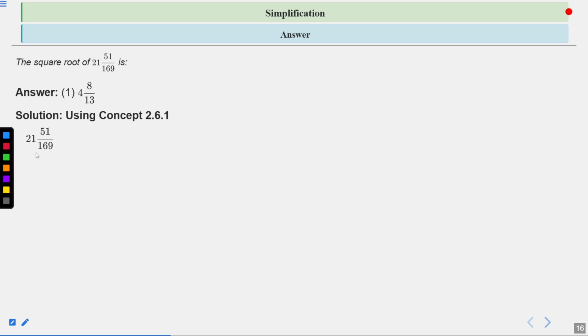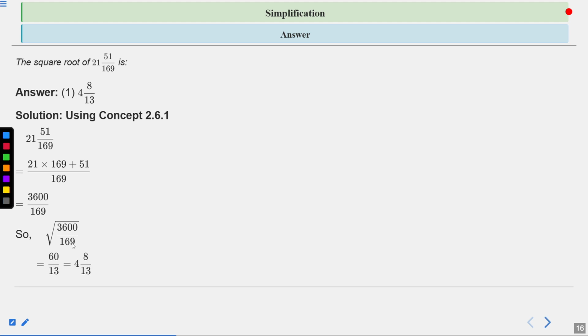So the number is 21 and 51 by 169. So first we make it into a rational number in p by q form. So what we can do? We multiply 21 into 169 and add 51. So when we make it in fraction form, we get 21 into 169 plus 51 upon 169. So what we get? We get 3600 upon 169. Now we know that 3600 is the square of 60 and 169 is the square of 13. So we take the square root, and the square root of 3600 upon 169 will become 60 upon 13.